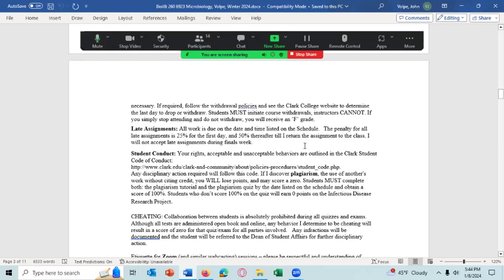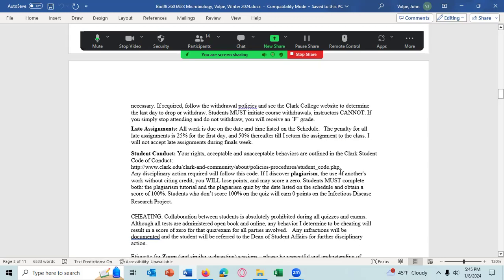Late assignments, there is a late penalty. There's a 25% penalty if you're late by 1 day. The penalty jumps up to 50% for the second day and all days afterwards. So turn in your assignments on time to not get the late penalty. I do not accept late assignments during finals week. I'm too busy during finals week.